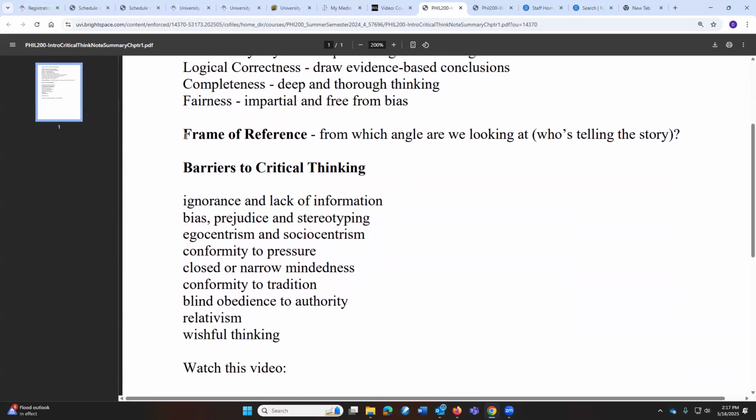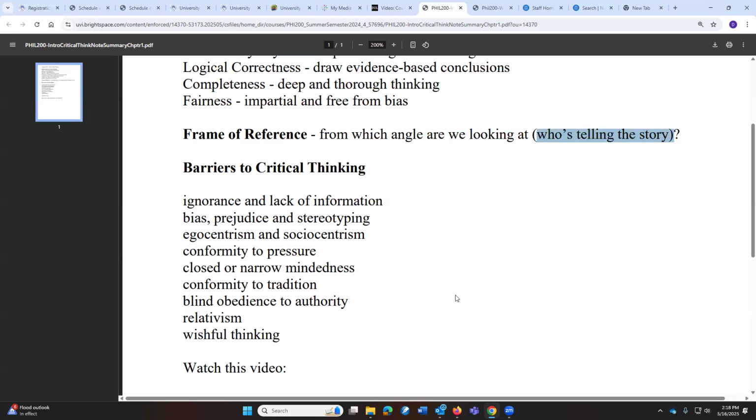The next concept we want to explore is a frame of reference. This is going to be something we're going to apply in many different areas of critical thinking. We want to ascertain from which angle or from whose point of view are we hearing the information. In other words, who's telling the story.